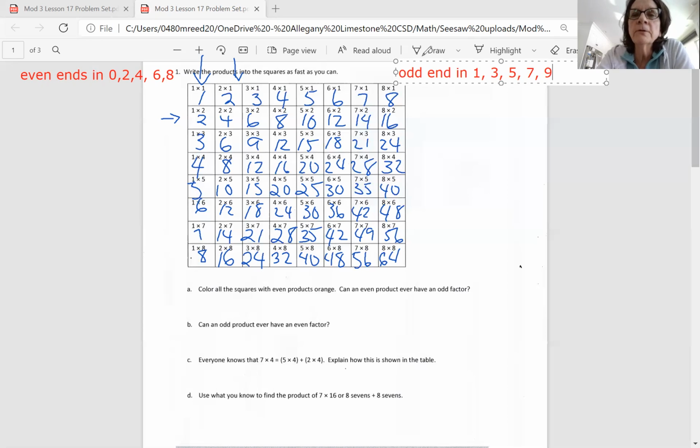So remember, even numbers are fair numbers. They can be split into 2 equal groups. Odd numbers are not fair numbers. Okay, they can't be split into 2 equal groups. Your sides would have different numbers on them. Okay, so knowing that, let's go back and let's color in all of the products.